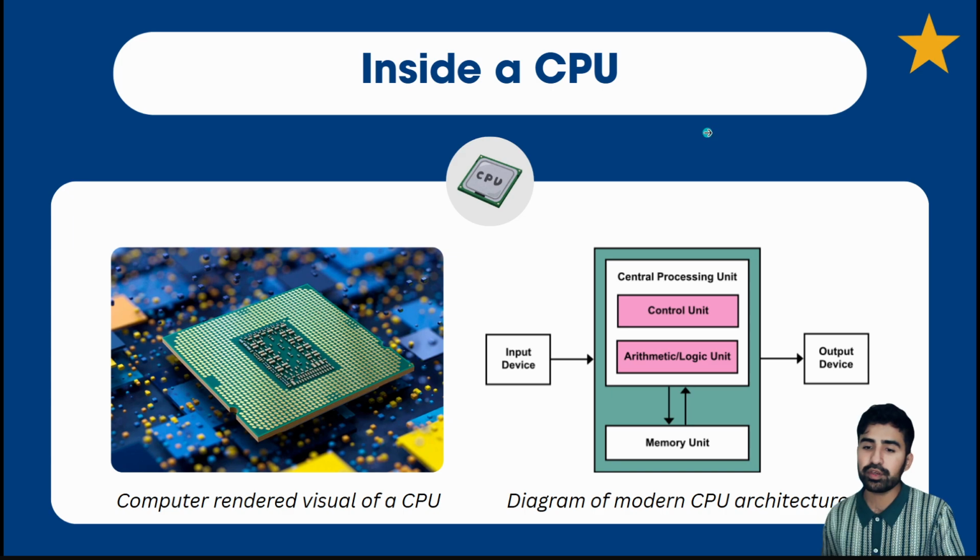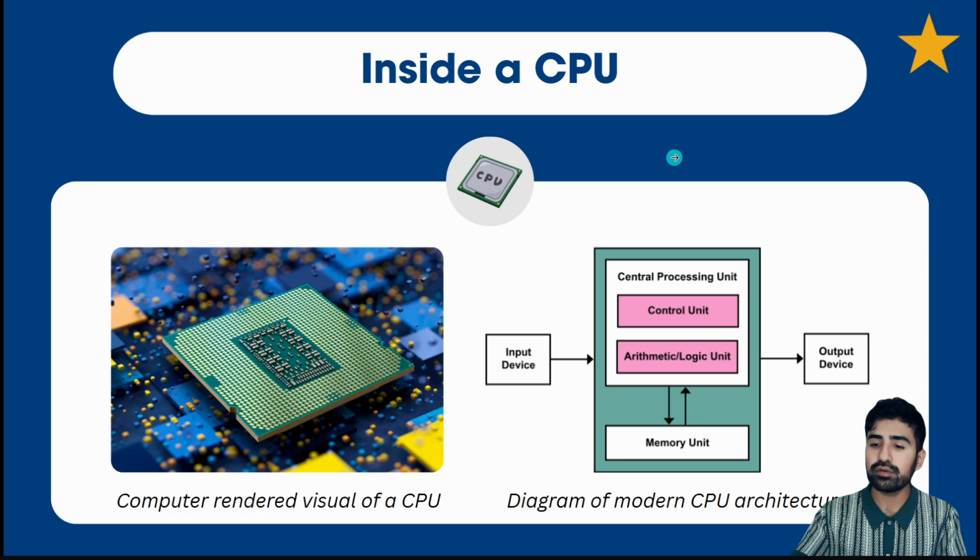So this is what a CPU looks like. On the left, we have a rendered visual of a CPU from Intel. Intel, of course, is a company that develops and creates CPUs for commercial use, personal use. And then on the right, we have the architecture of a CPU. We have the CPU, input goes in, output goes out. If it needs to save some information, it'll send it to some kind of memory unit.